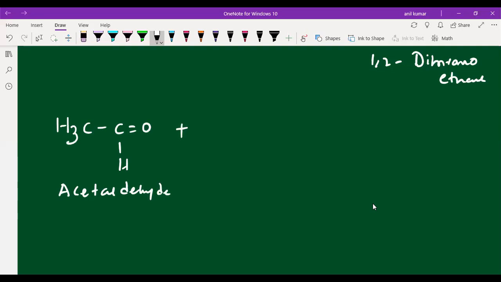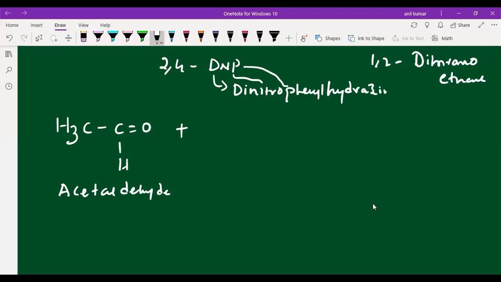To this acetaldehyde we are adding 2,4-DNP. What do you mean by 2,4-DNP? D stands for di, N stands for nitro, and P stands for phenyl hydrazine. 2,4-dinitrophenylhydrazine. This we are calling the 2,4-DNP test.